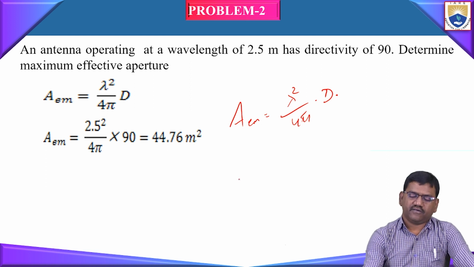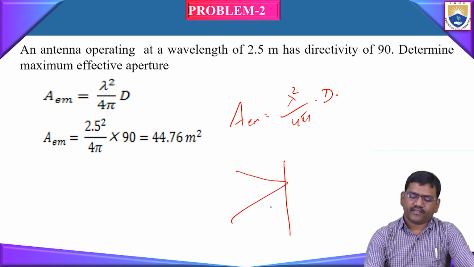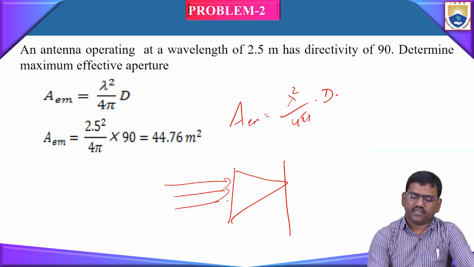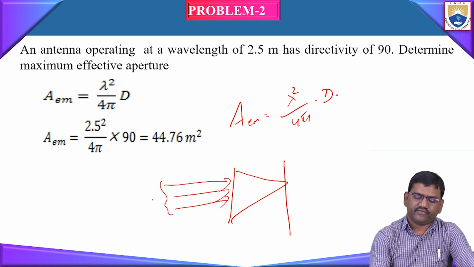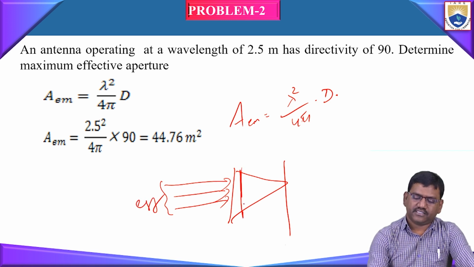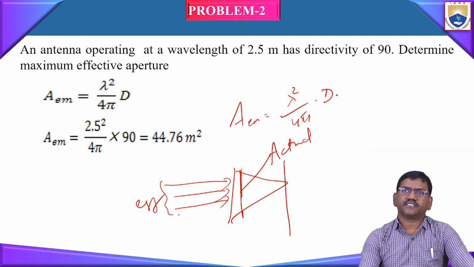So whichever portion of the antenna the radiation is falling on, we call it the effective aperture. So this is the actual aperture, and this is the physical aperture.